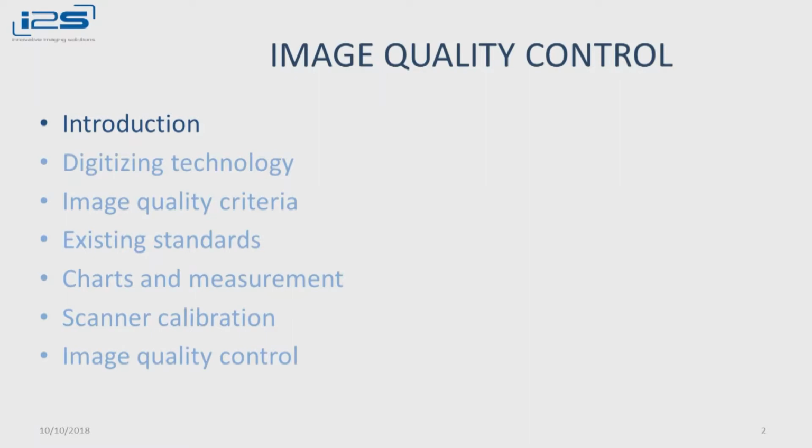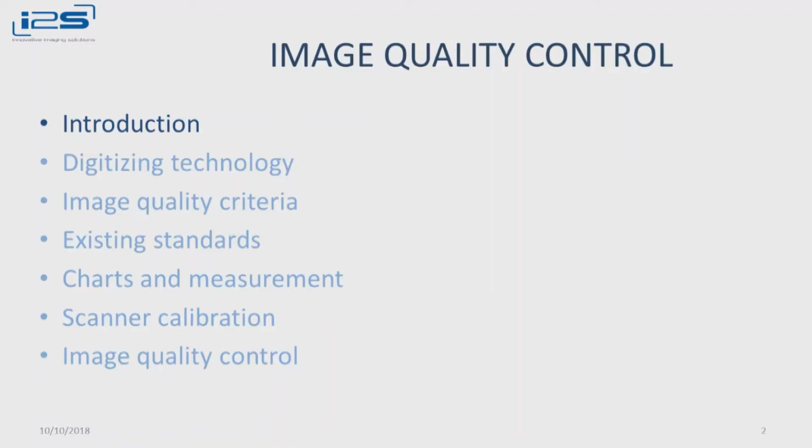We'll see some standards, because once you know which criteria you have to check, you have to know how to measure this criteria, you have to know which value you should reach, and there are some standards for that. And then we'll see how to use the chart, what chart to use, how to use it, how to calibrate the scanner rapidly, and then really how to make the quality control, first on the screen and in the afternoon on the scanner directly.